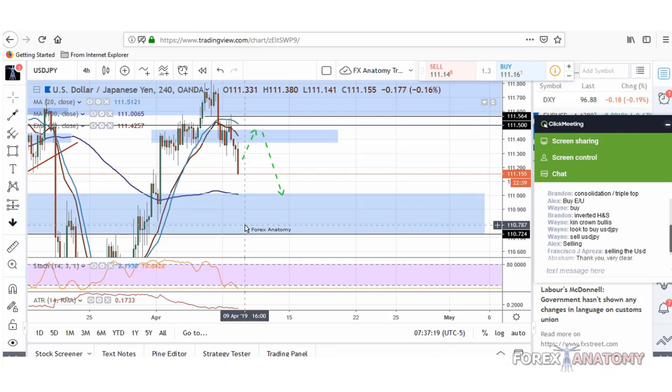But I'm not going to spend too much time on the sales pitch, because that is not what this is about. This is about helping you guys become better traders and looking at the Euro USD and US dollar Japanese yen pair.